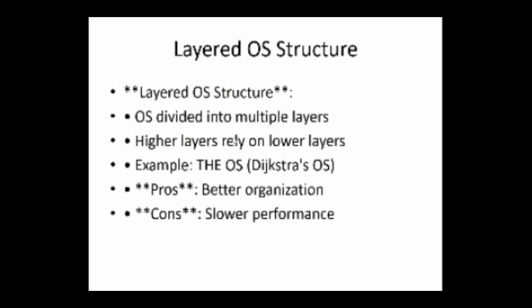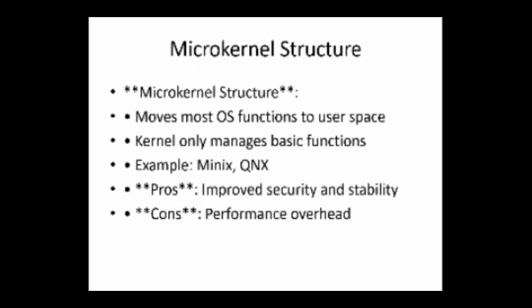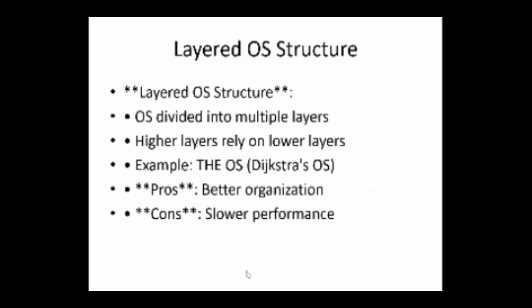Next, layered OS. The OS is divided into multiple layers. Higher layers rely on lower layers. Example, Dijkstra's OS. Its advantages are better organization. Its disadvantages are slower performance. All components are divided as layers. The first layer will be hardware, and the last layer will be the user interface. The higher layers will always depend on the lower layers in a layered OS.